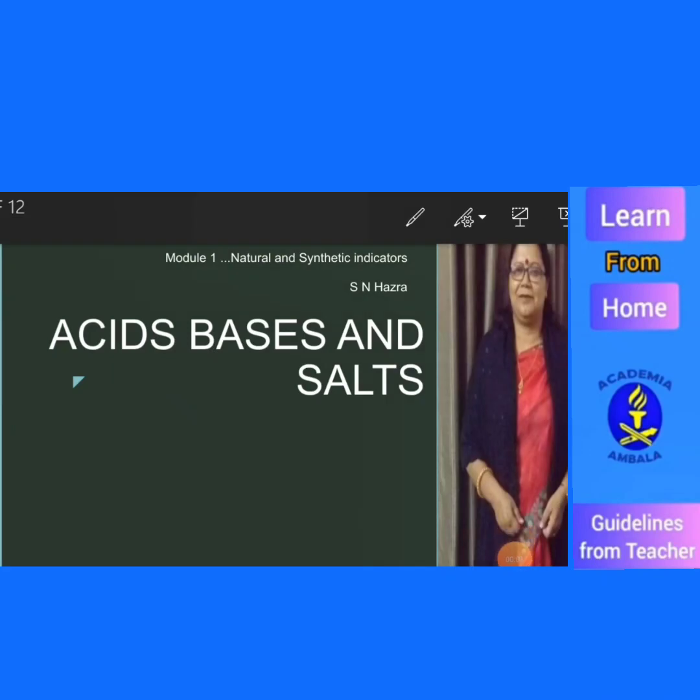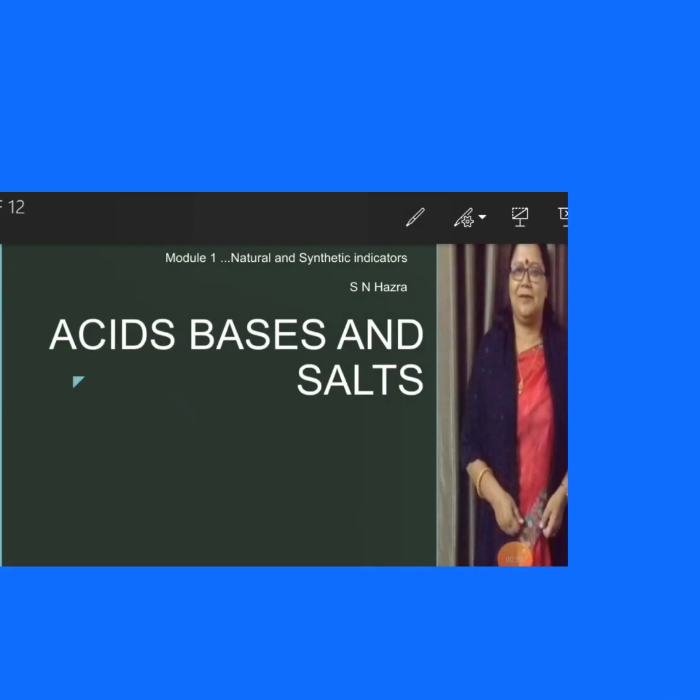Friends, today we will study the first module of the chapter Acid, Bases and Salt. It is the second chapter of the class 10th NCERT book. The first module is the natural and synthetic indicators.